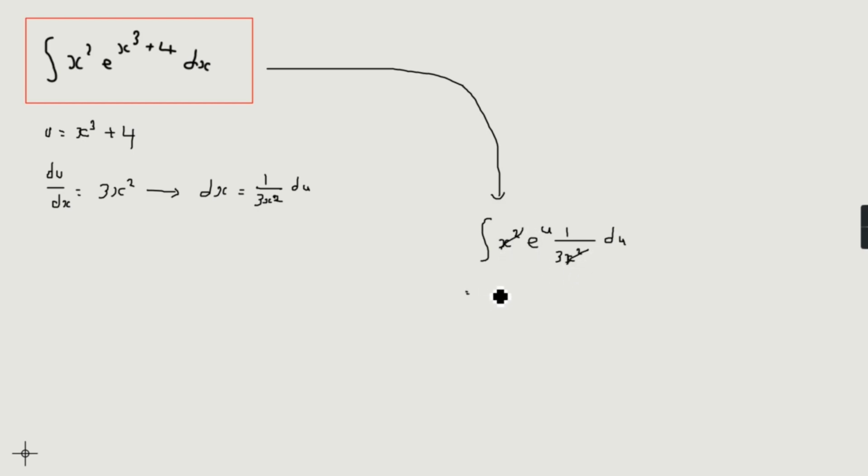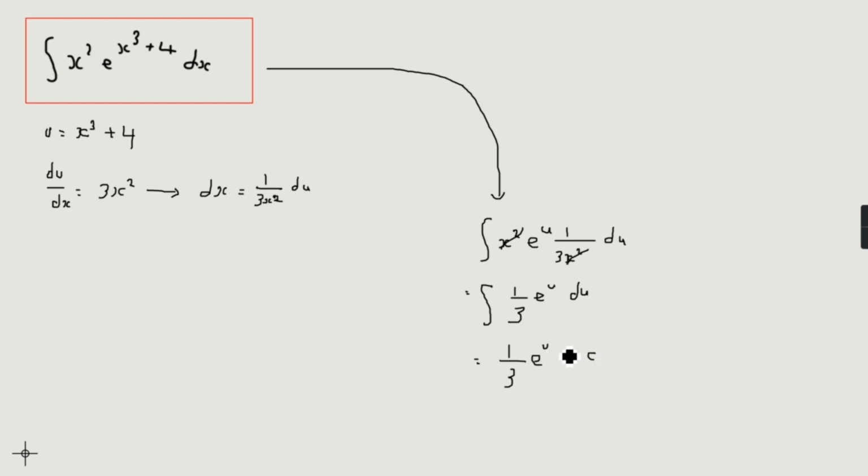So we're left with the integral of a third e^u du. Now this is nice and easy to integrate. You might recall that to integrate an exponential function, especially when it has a single constant of u, it just stays the same. So our final answer is just a third e to the power of u plus c.